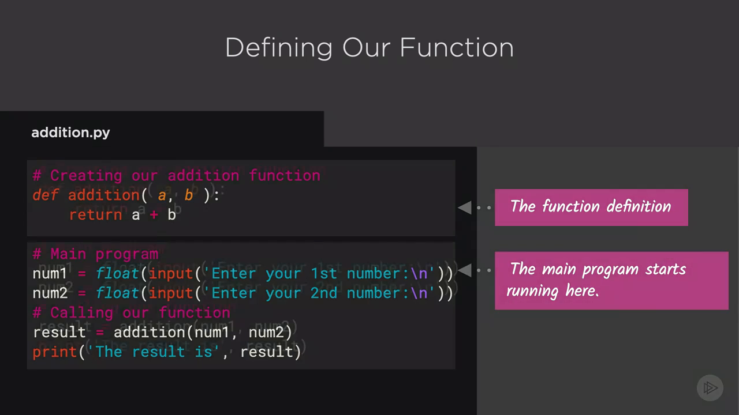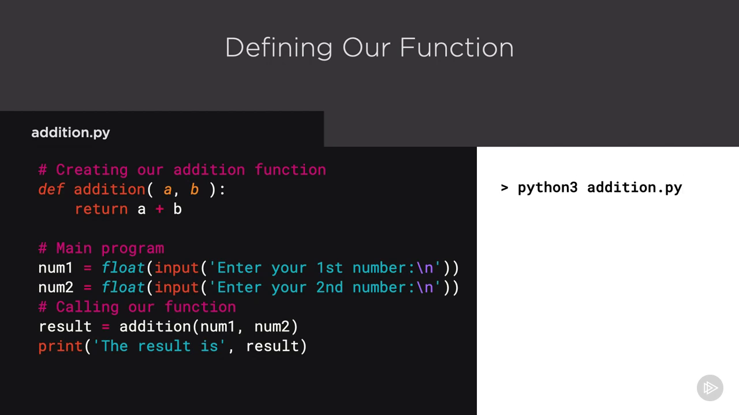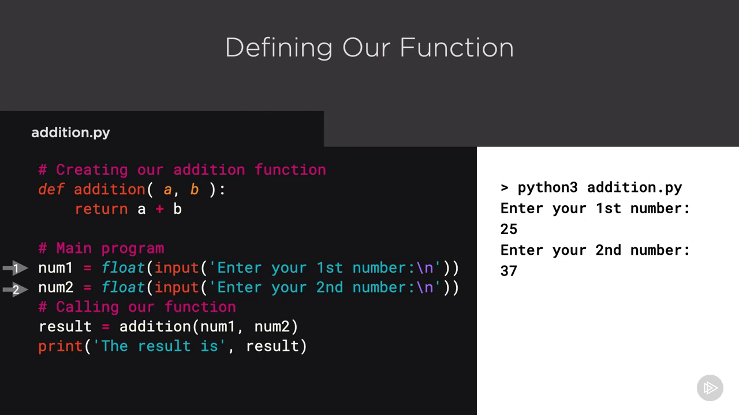Let's run this and see what the flow of the program looks like again. First, the user is asked to enter the first number, which is saved to the num1 variable. Then the user is asked to enter the second number, which is saved to the num2 variable. Then the addition function is called with num1 and num2. When we enter the addition function, the value of num1 is copied to a and num2 is copied to b. Then the result of a plus b is returned. Back in the main program, the addition result is saved to the result variable. Finally, the result, 62, is printed to the screen, and then the program ends.